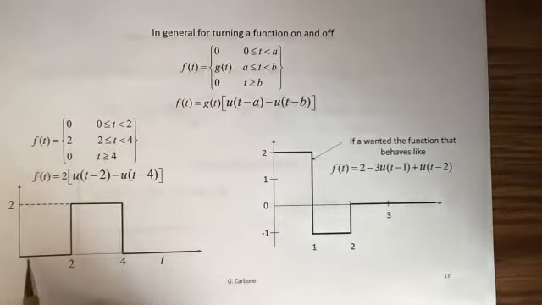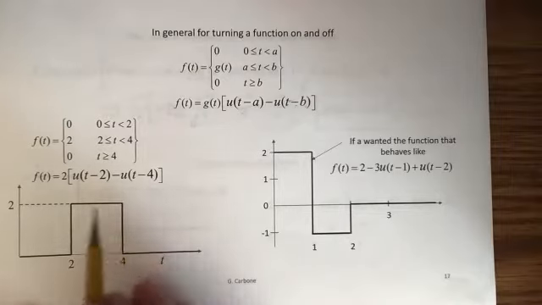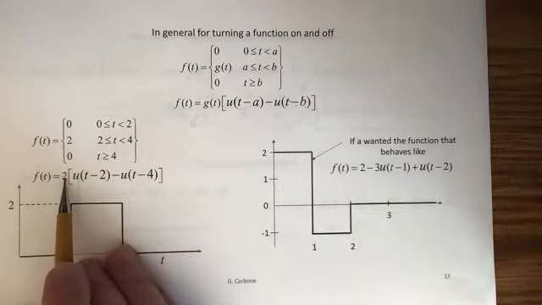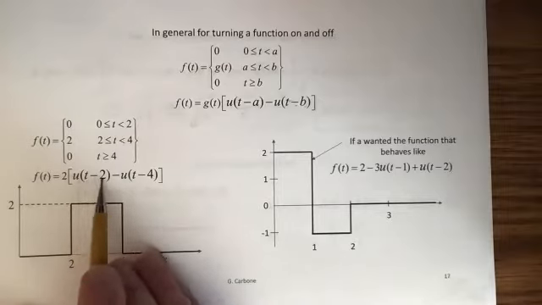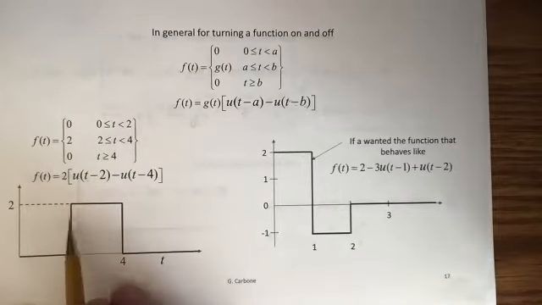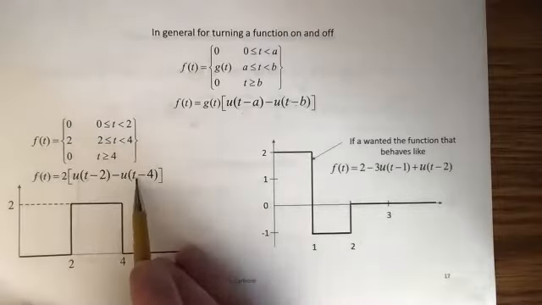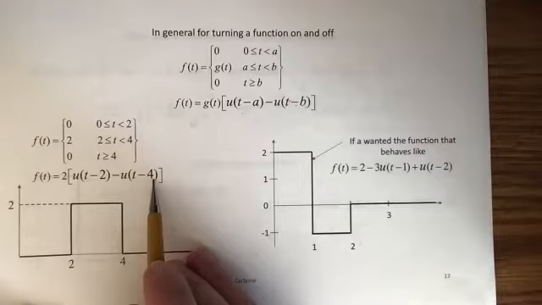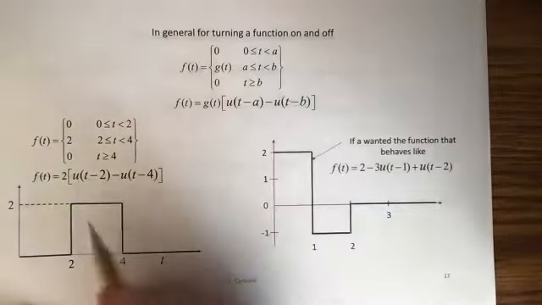Let's say I wanted to model a pulse that looked like this. The way I can model a pulse is like this. I just put the 2 in front of here, and this is going to turn on when t is equal to 2. So when t is equal to 2, it pops up here. And then when t is equal to 4, this becomes -1, so it subtracts from this and it drops back down.